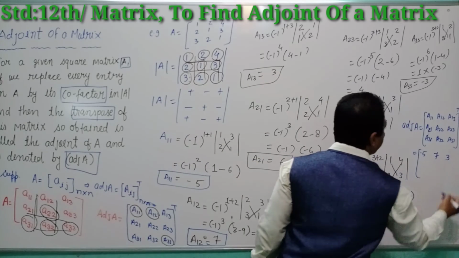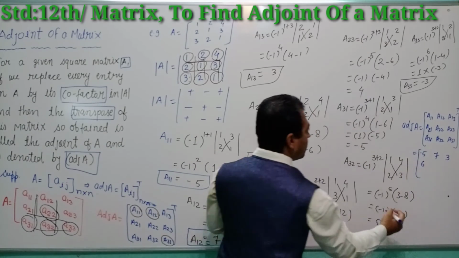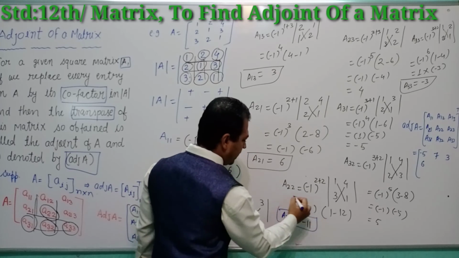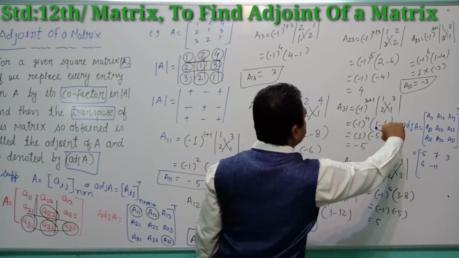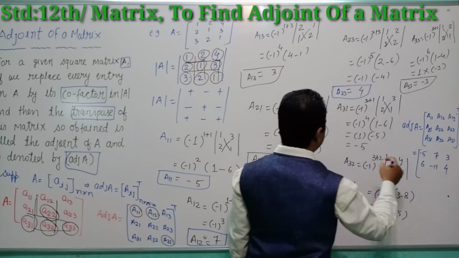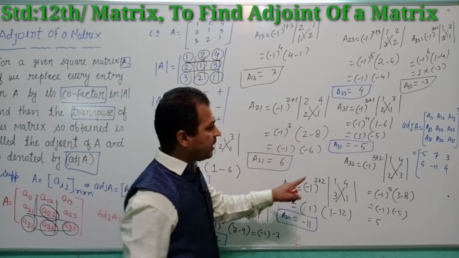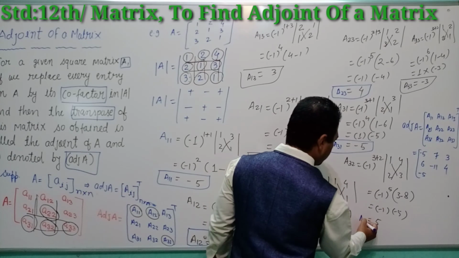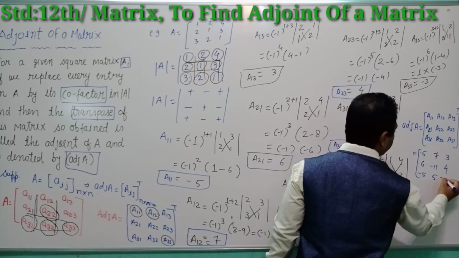A13 is 3. A21 is 6. A22 is minus 11. The value of A23 is 4. The value of A31 is minus 5. The value of A32 is again plus 5, and finally the value of A33 is minus 3.